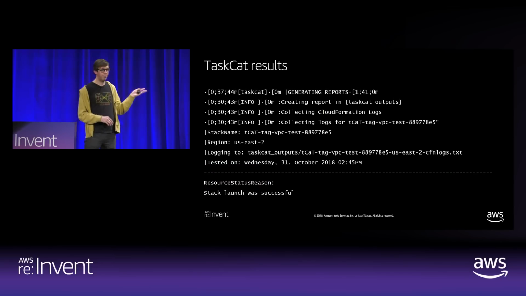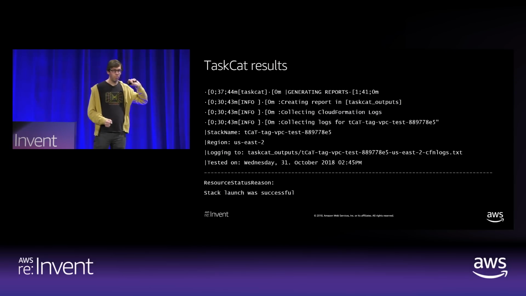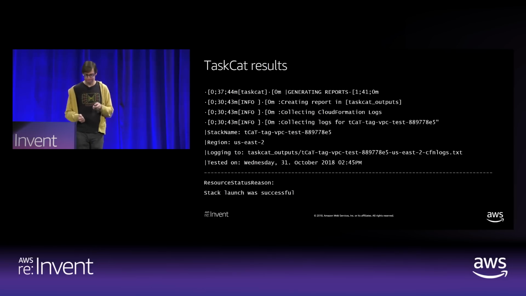This is a run of TaskCat. I know it's a little bit small here, but basically what you're seeing is I've taken a VPC template and I've told TaskCat that I want to test that in US East 2, my favorite region because I live in Columbus. And TaskCat is giving me the results of that. It's saying I was successfully able to deploy it. Everything looks good. Let's go forward.